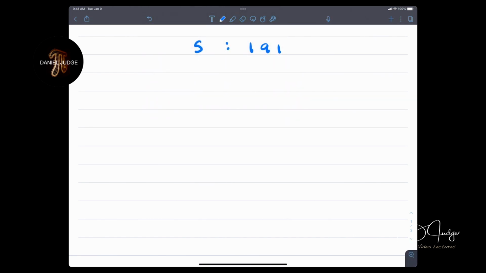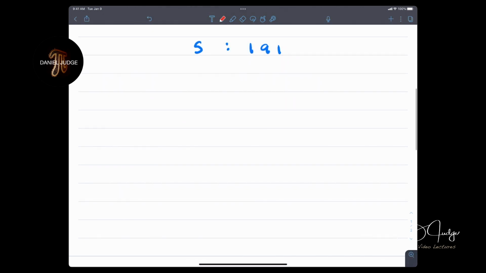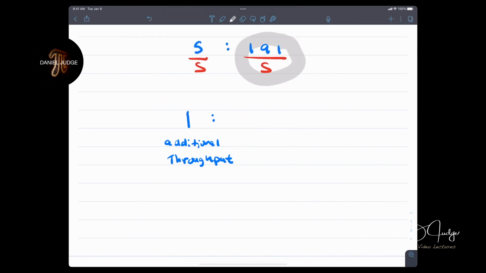Okay? I'm going to unitize this. Divide by 5. Divide by 5, and you get that unit ratio of 1 additional success throughput. This is what they celebrate. They're going, yay, we got an additional student through. We're a success. But they're ignoring this part over here. What are they ignoring? 191 to 5. Let's see what that is.